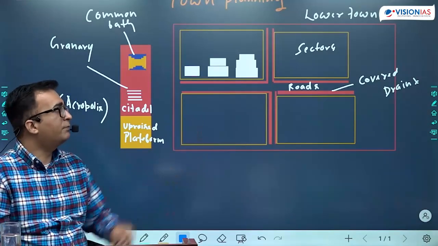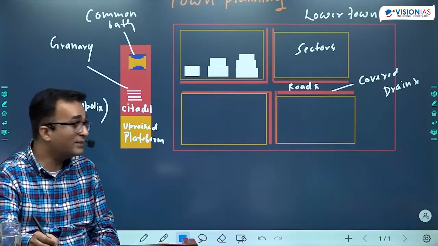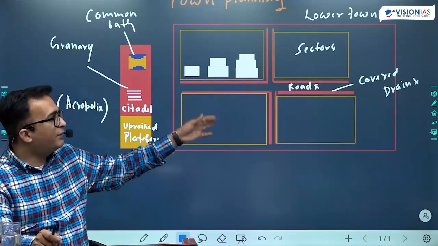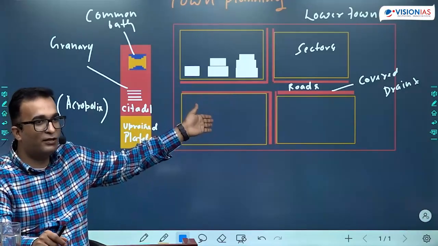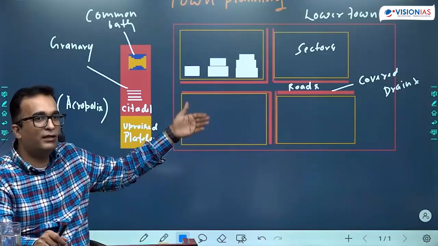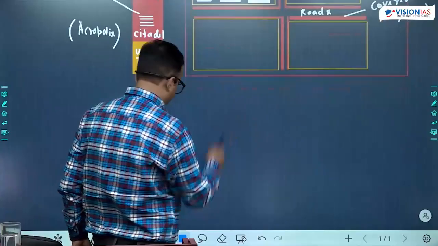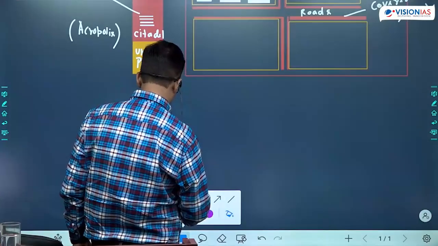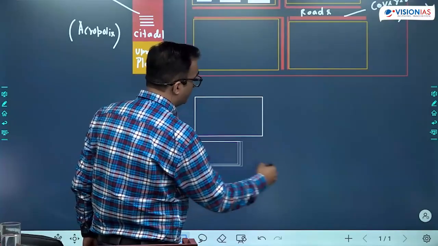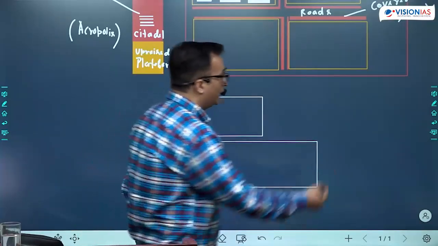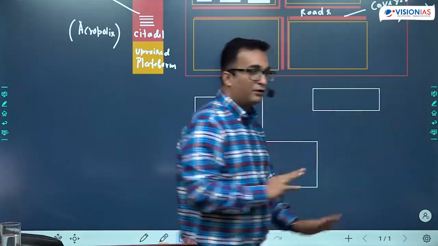So the lower town was the big part of the urban Indus cities, and moreover they were divided into many sectors. अब हमने थोड़ा सा straightforward division बना दिया, but division could be a little bit like this also. For example, एक sector ऐसे है, तो हो सकता है दूसरा sector यहाँ तक चला गया हो, but then the third sector might be smaller, ठीक है. But then the pattern was like this.